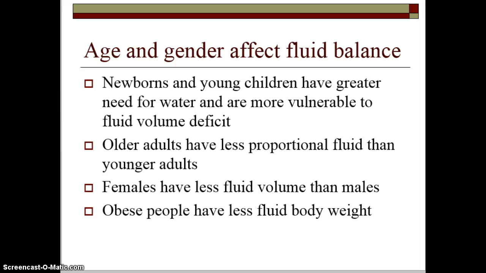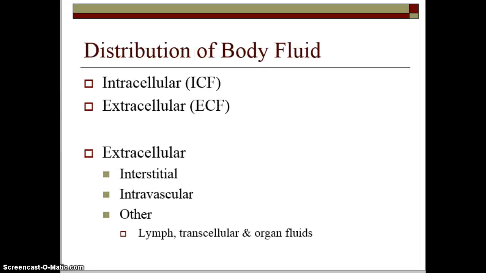Small children that get diarrhea get hospitalized, get IV fluids, get help to maintain, because they are a higher percentage of body fluid, normally 80 to 90%. And our older adults, because they have less fluid than younger adults, they have more problems as well with maintaining their fluid balance because of their age. Females have less fluid volume than males because we have more adipose tissue than muscle, and obese people have less fluid because of, again, the adipose tissue.